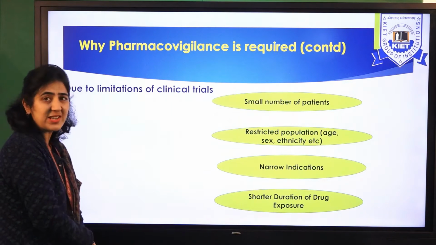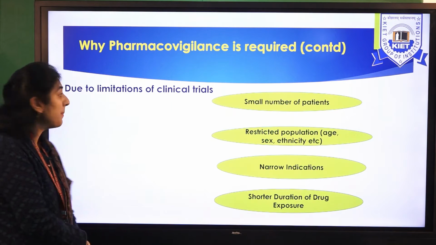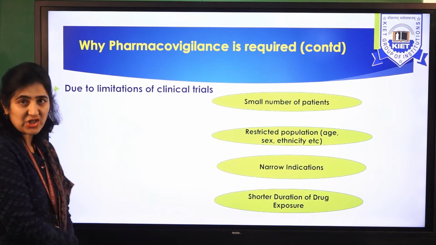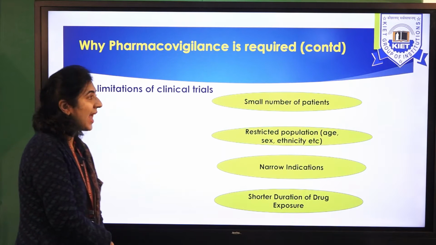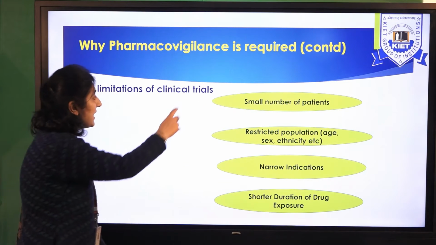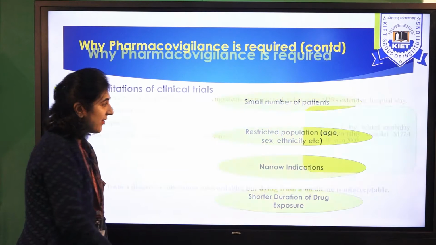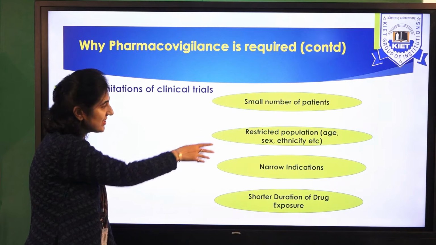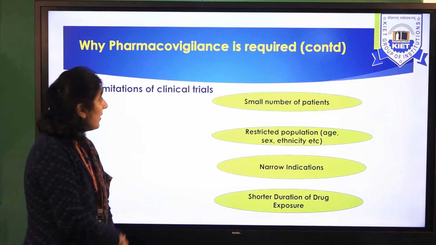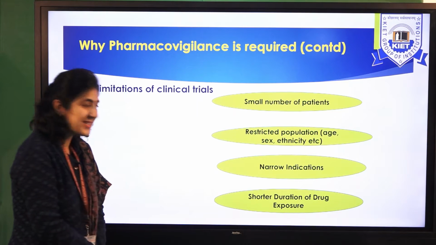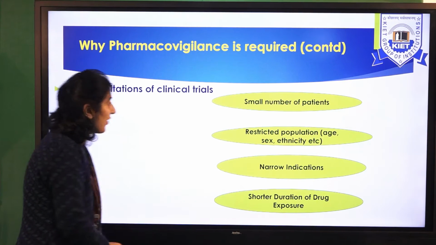Now, why is pharmacovigilance required? This is because of the limitations of clinical trials. As we all know, before pharmacovigilance there are clinical trials, and in them a small number of patients are tested. The tests are undergone in a restricted population, that is, age, sex, ethnicity. Then in clinical trials, the studies are done for only narrow indications. It is only done for a shorter duration of drug exposure.